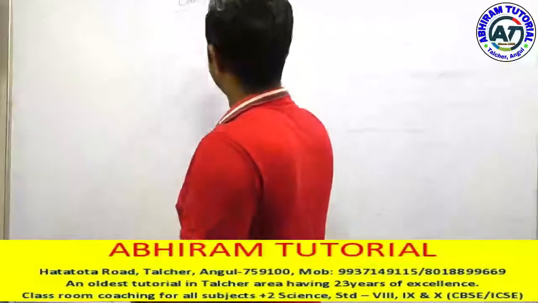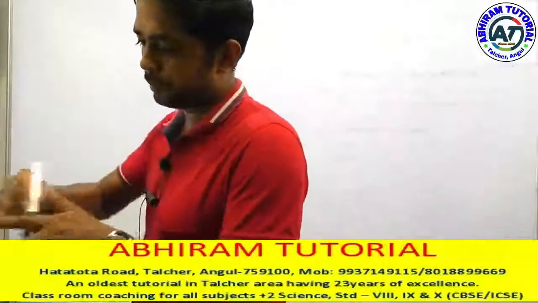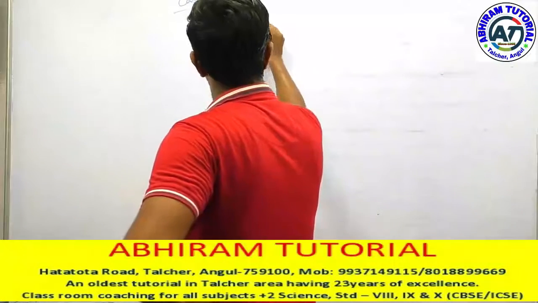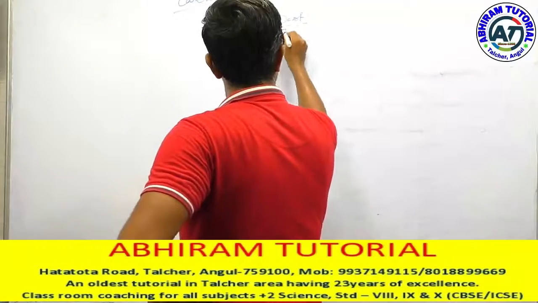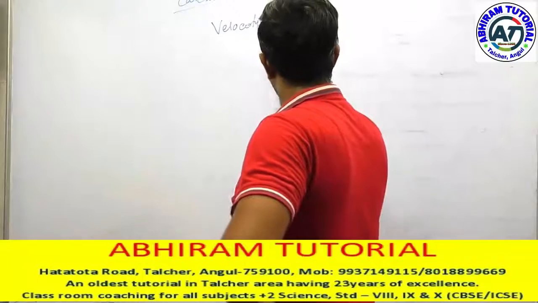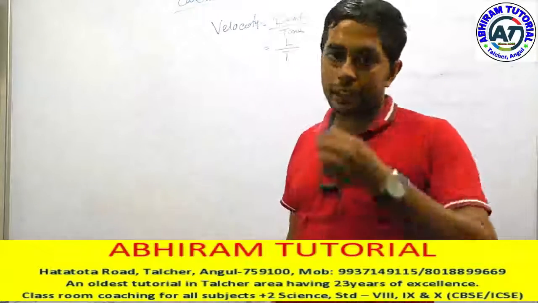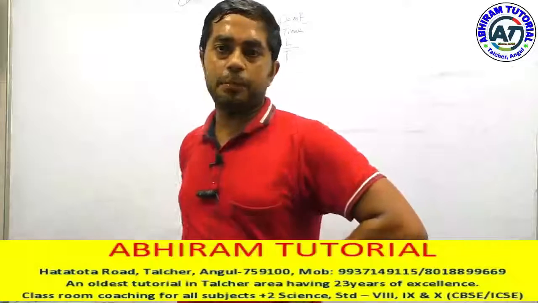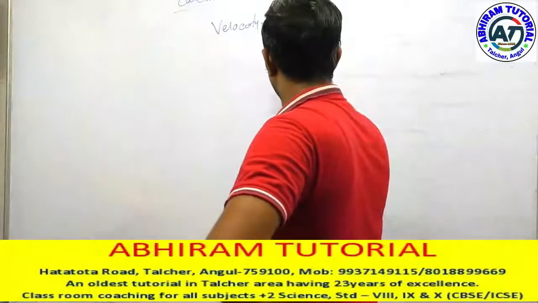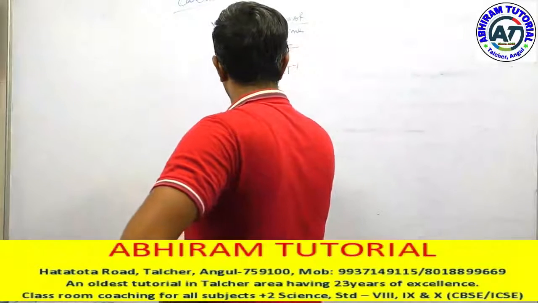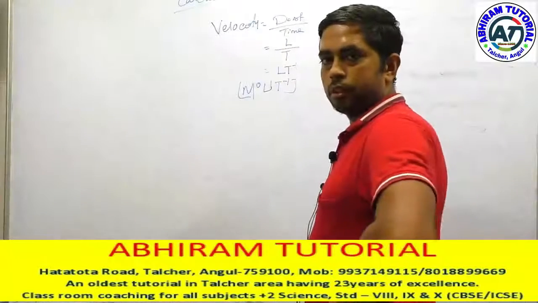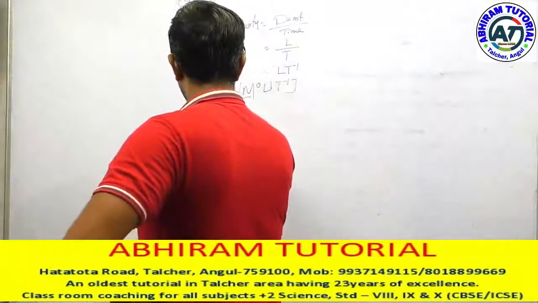Now we are going to calculate speed or velocity. So what is the formula for velocity? Distance by time. Distance can be written as L, time can be written as T. I am telling you, mass can be written as M, length as L, time as T. So length by time, so L T minus 1. So the dimension is M0, L1, T minus 1. Doubts?